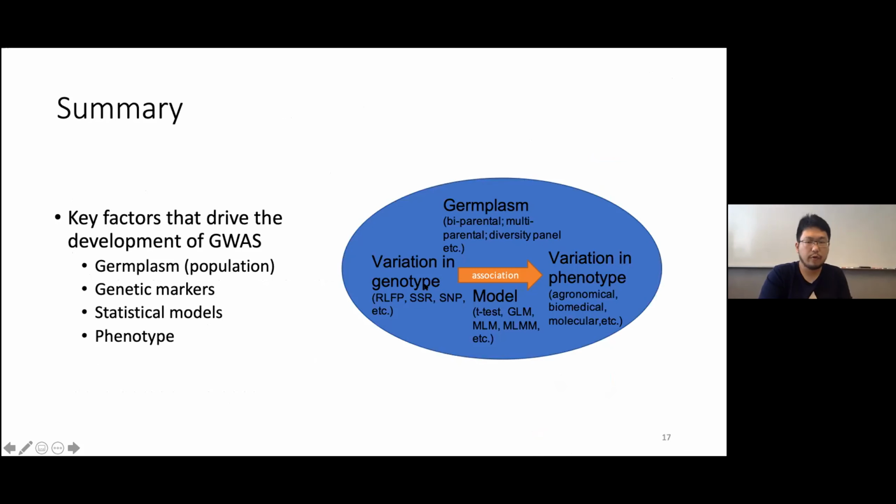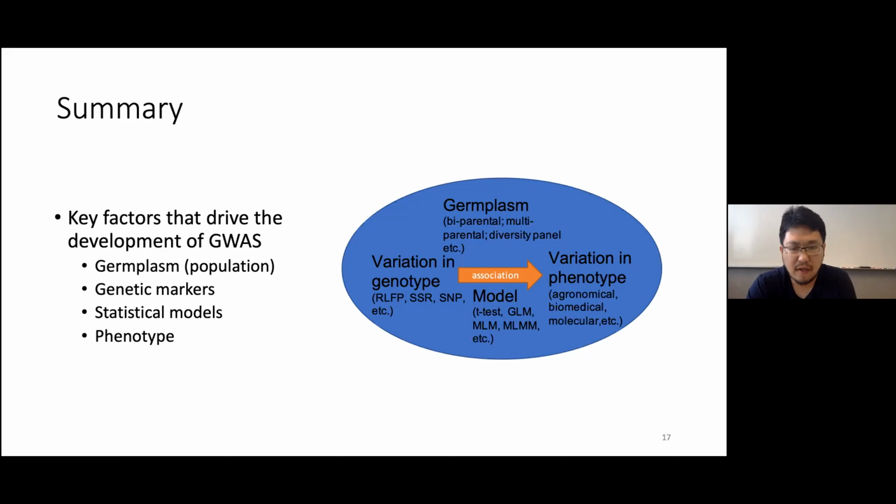So a quick summary for the 4 key factors that drive the development of GWAS. When we talk about germplasm, we started with biparental population and multiparental population with linkage mapping. And later there's association study, candidate gene association study, and the genome-wide association study. Usually we use a diversity panel. And also for the variation in genotype, in the earlier days, people used RFLP markers, microsatellites, SSR, and recently the SNP markers.